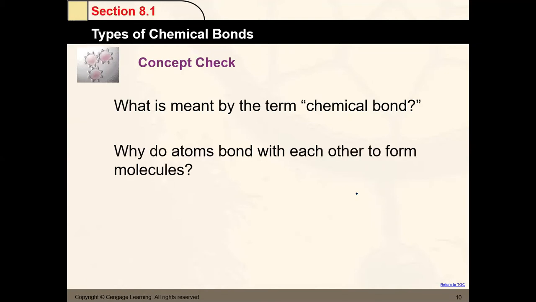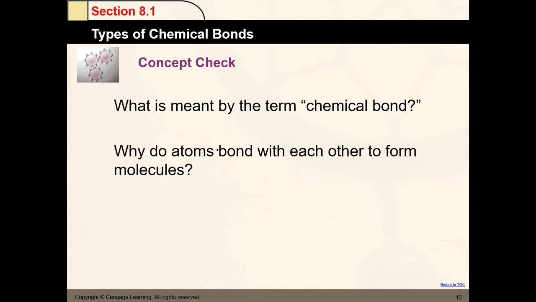Okay? So why do atoms bond with each other to form molecules? Because they all want to attain the electron configuration of the closest noble gas. Remember, noble gases are the most stable elements in nature. So every element wants to adopt their electron configuration. Some atoms will do it by gaining electrons, some atoms will do it by losing electrons. In the case that two atoms need to get together, then what they will do is they will share.